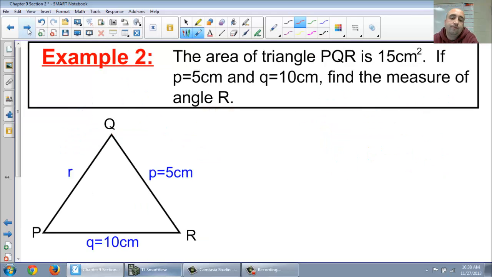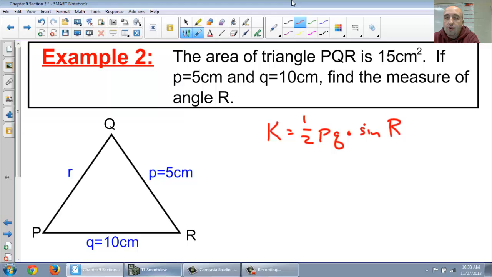Example 2. It says the area of triangle PQR is 15 centimeters squared. If P and Q are 10 centimeters, find the measure of angle R. Okay, so I'm going to write down the formula. It says we are dealing with triangle PQR, and we have P and Q, and we have the sine of angle R. So I'm just inputting the letters into my formula. You don't have to necessarily use A, B, and C.